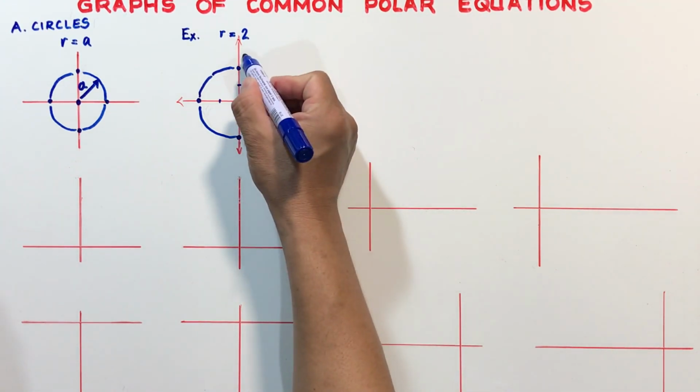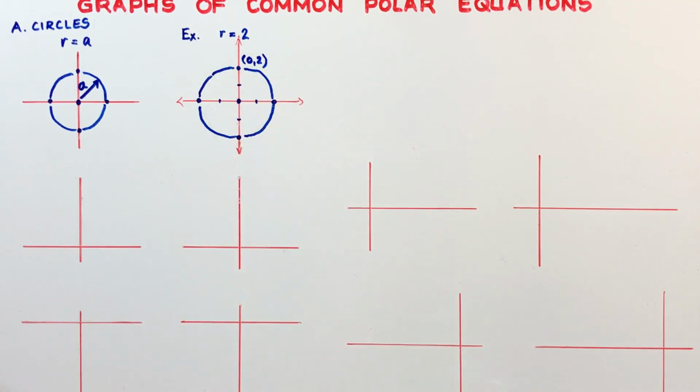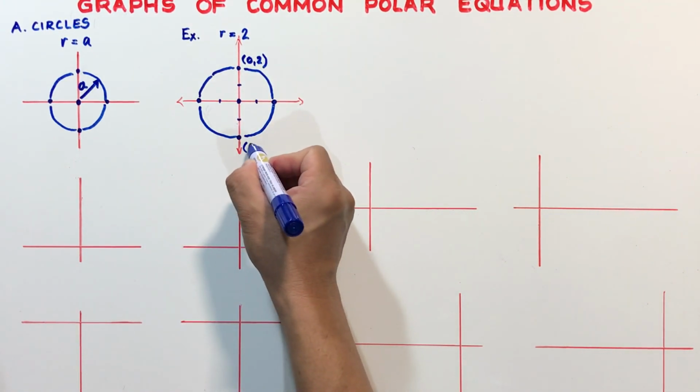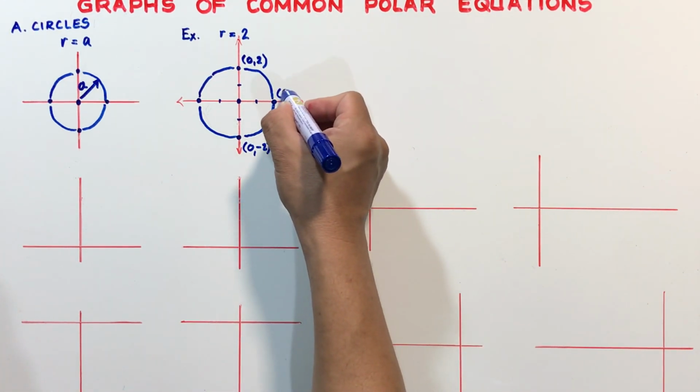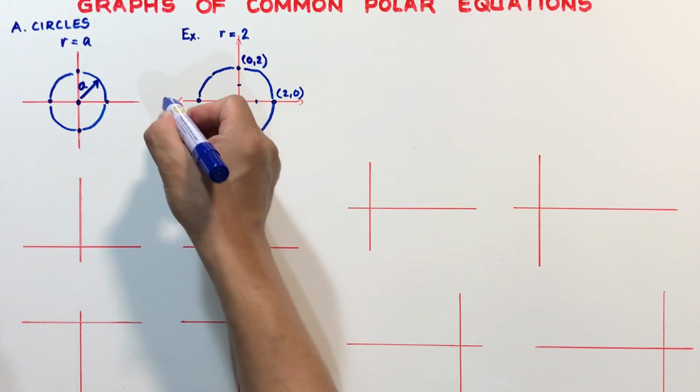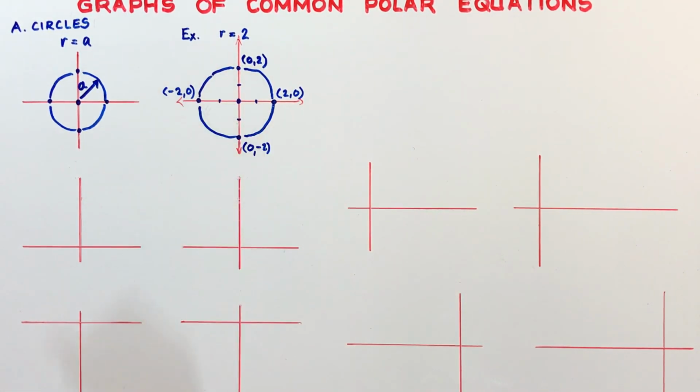So the coordinate of this point is (0, 2). Also this one is (0, -2). And this one is (2, 0). And also this one is (-2, 0).